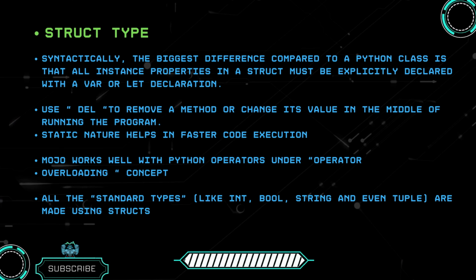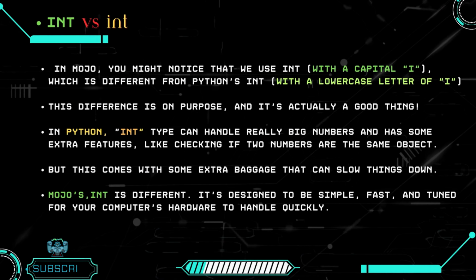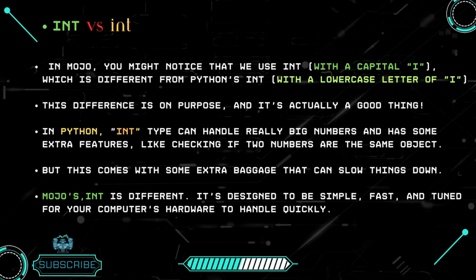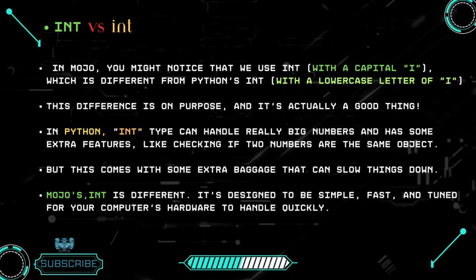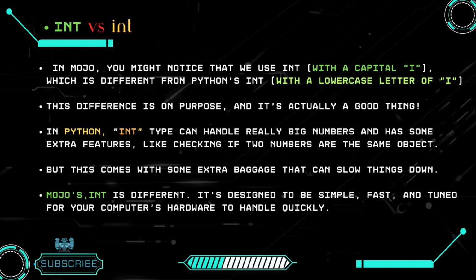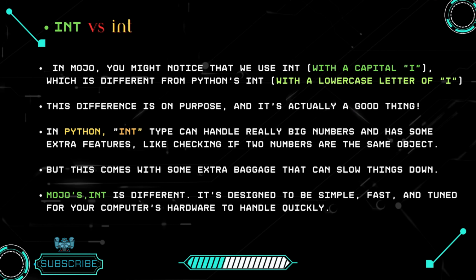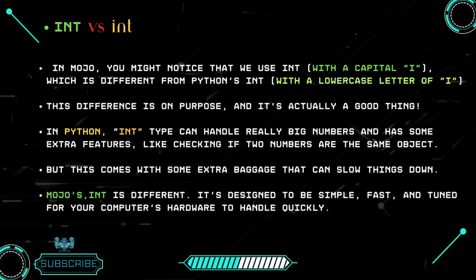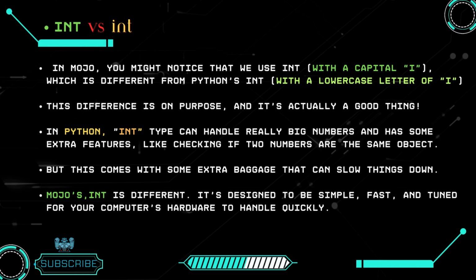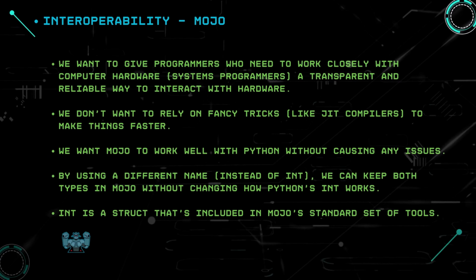All the standard types, like Int, Bool, String and even Tuple, are made using Mojo. You might notice that we use Int with a capital I, which is different from Python's int with a lowercase i. This difference is on purpose, and it's actually a good thing. In Python, the int type can handle really big numbers and has some extra features, like checking if two numbers are the same object. But this comes with some extra baggage that can slow things down. Mojo's Int is different. It's designed to be simple, fast, and tuned for your computer's hardware to handle quickly.